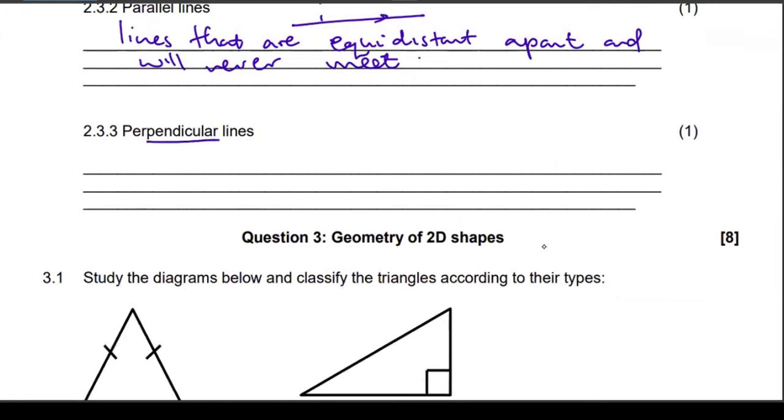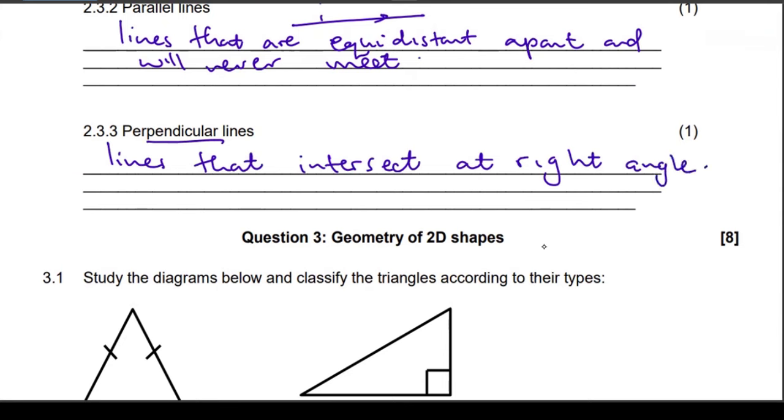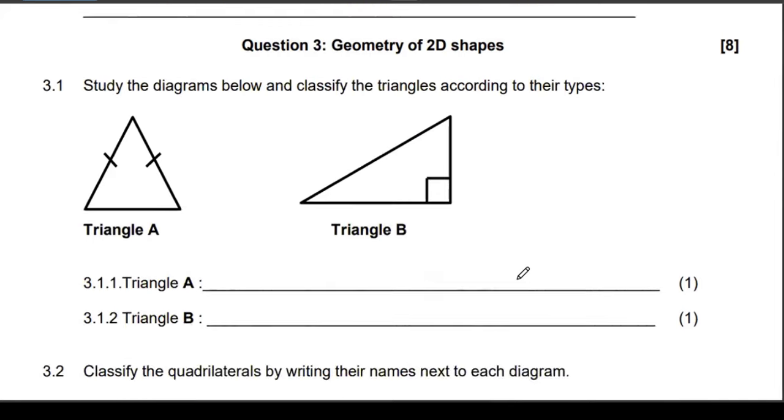Perpendicular lines, we are saying that these are lines that intersect at right angles, or at a right angle. Or someone can say lines that intersect at 90 degrees. Those are perpendicular lines. Normally we use that symbol as well. Then 3.1, which is the geometry of 2D shapes. Study the diagrams and classify the triangles according to their types.